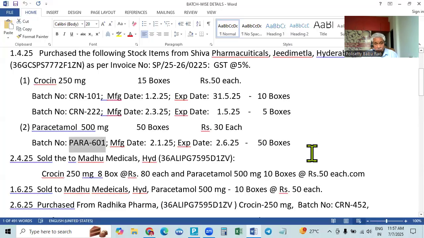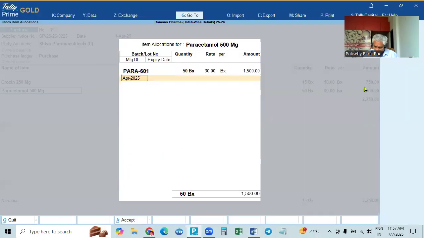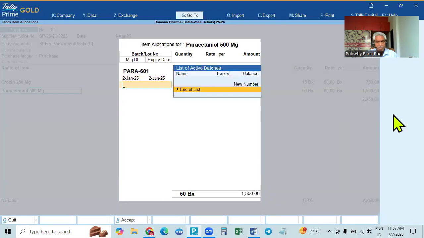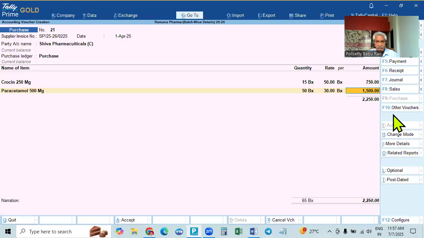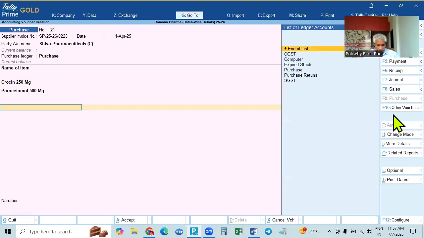If you purchase in two batches, then for each batch we enter the quantity, and the rate will be the same. So I have taken, and then the manufacturing date is 2/1/25. And then the expiry date is 2/6/25. That's all we will give. Over. Only one batch. Then come down to the total. If there is another item, enter it there. Again press, come down. Here, CGST.